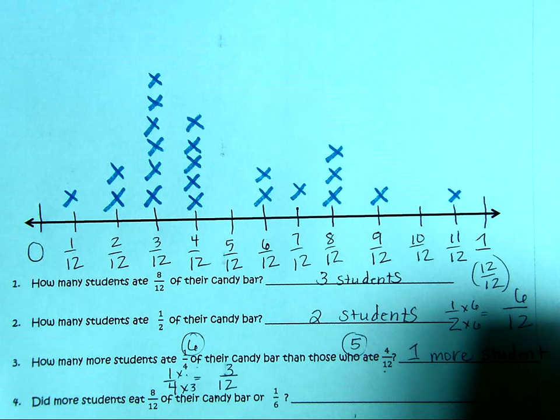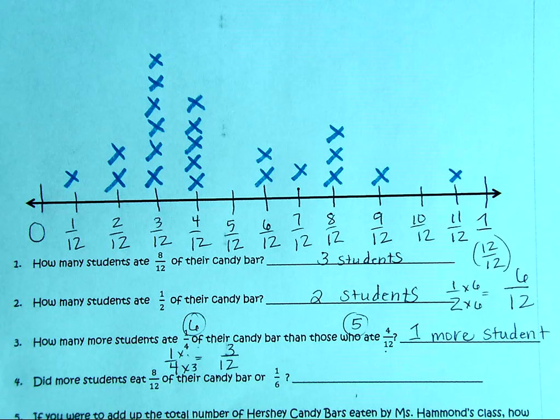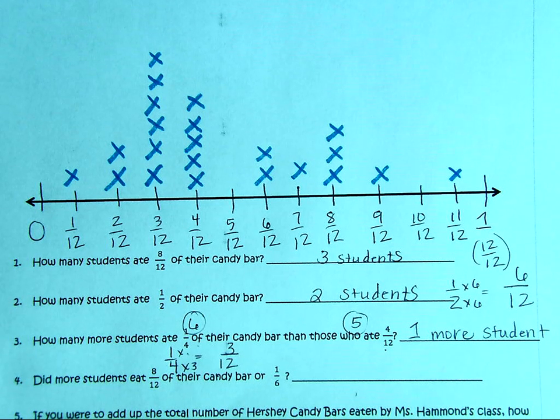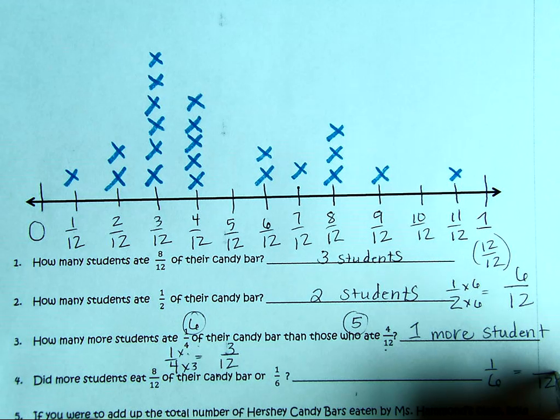Question 4 says, did more students eat 8/12 of their candy bar or 1/6? Well, I don't see 1/6 on my fraction line plot, so I'm going to find the equivalent fraction of 1/6. I'm looking for an equivalent fraction that has a denominator of 12. What do I do to get from 6 to 12? I multiply by 2, so I do the same thing to the top. So I'm looking for 2/12.